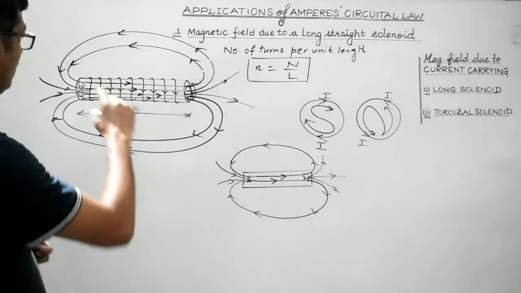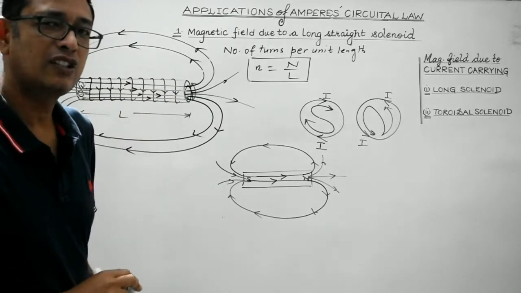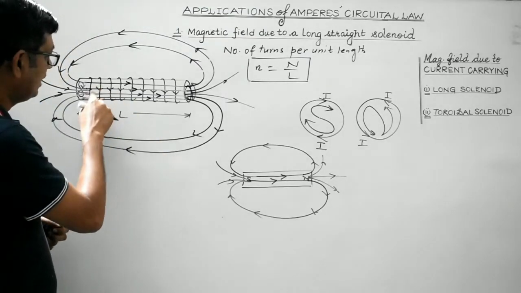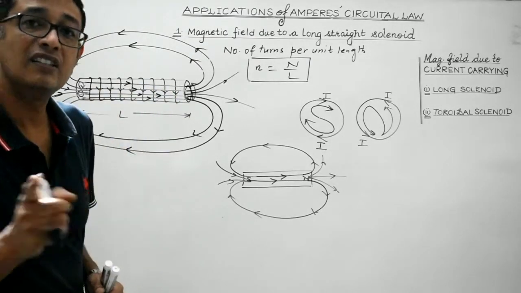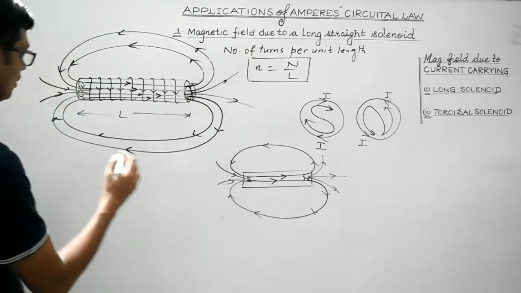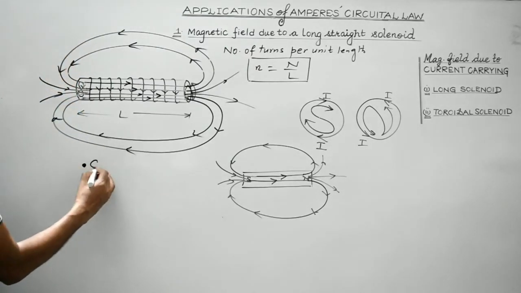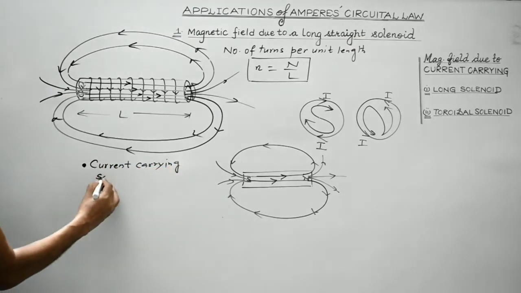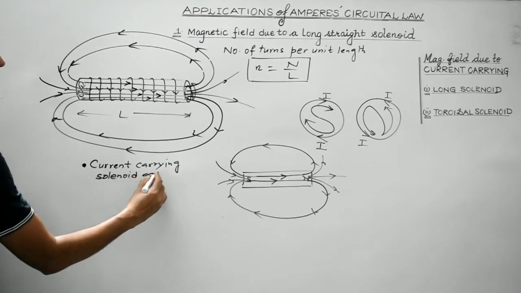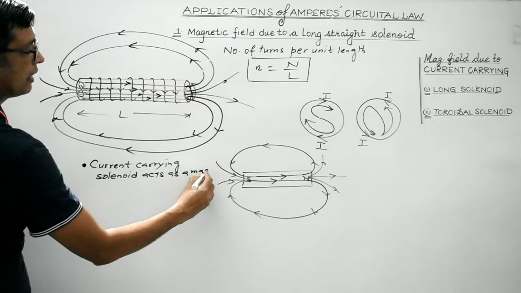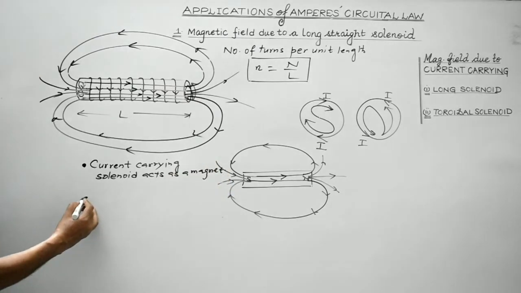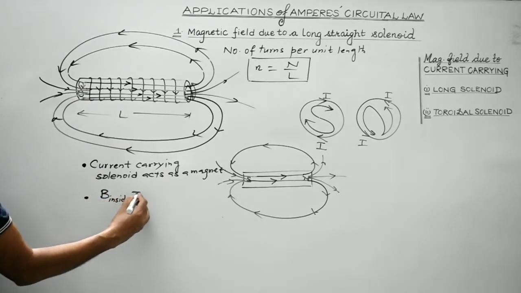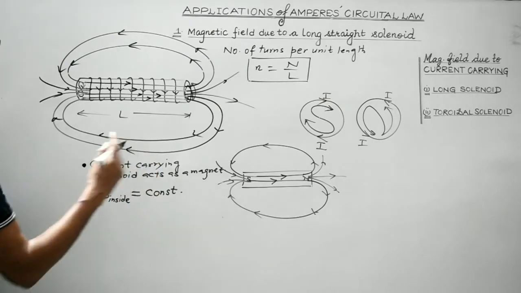Second point, students. Inside the solenoid, the field lines are almost straight and parallel, which suggests that the magnetic field at any point inside the long current carrying solenoid is constant, right? So this is a very important point. First is, a current carrying solenoid acts as a magnet, right? This is the first point. Second point is the magnetic field inside the current carrying solenoid is constant.